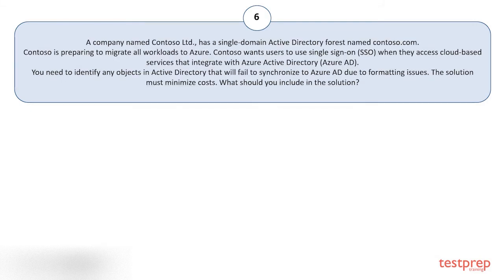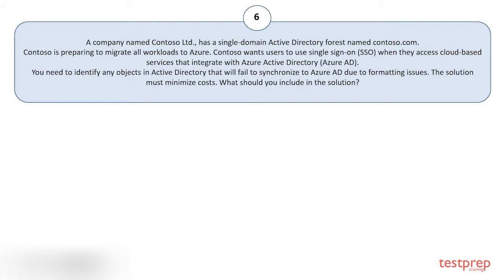A company named Conaso Limited has a single domain Active Directory forest named conaso.com. Conaso is preparing to migrate all workloads to Azure. Conaso wants users to use single sign-on when they access cloud-based services that integrate with Azure Active Directory. You need to identify any objects in Active Directory that will fail to synchronize to Azure AD due to formatting issues. The solution must minimize costs. What should you include in the solution?